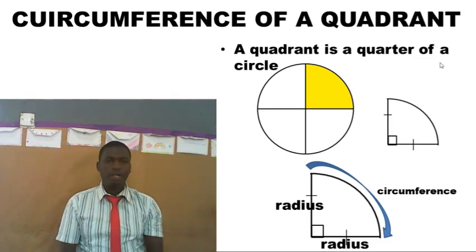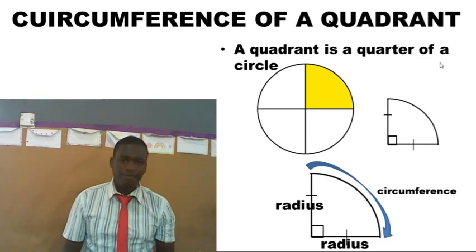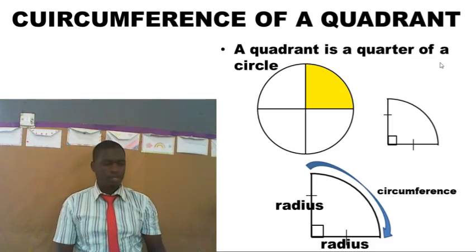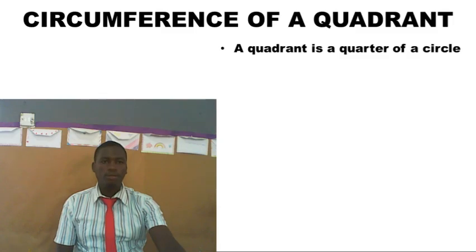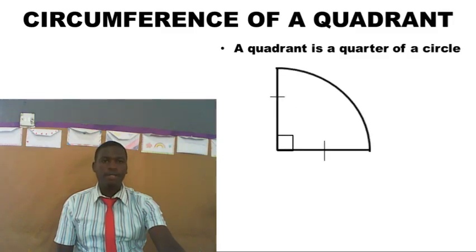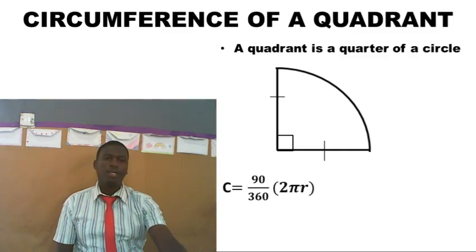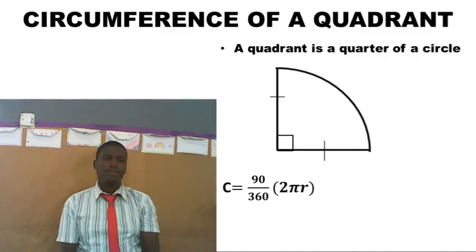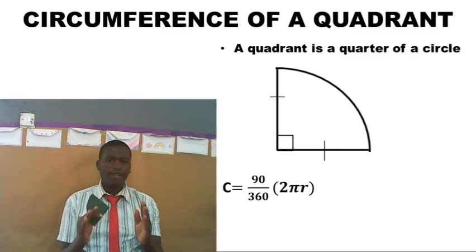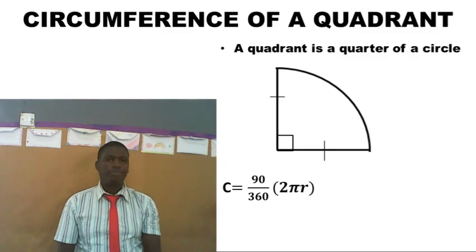So how do we get the formula for finding the circumference of a quadrant, which is a quarter of a circle? What do we do there? This is our quadrant. How do we get it? We say it is 90 degrees out of 360 degrees. We multiply by 2 pi r. The common formula for finding the circumference of a circle is 2 pi r.